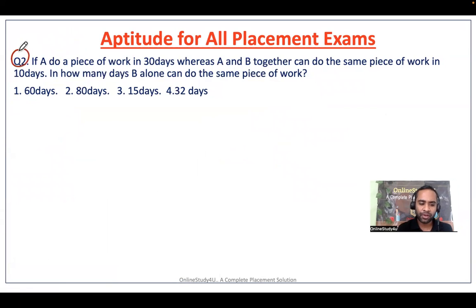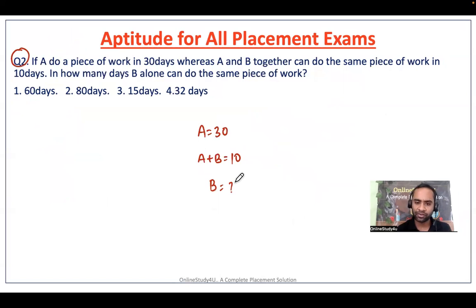If A can do a piece of work in 30 days, and A plus B can do the same piece of work in 10 days, then in how many days can B alone do the same piece of work? Now, sir, how should we solve this?